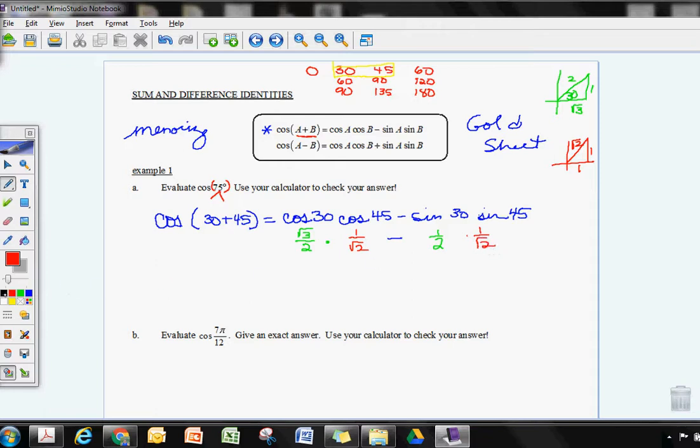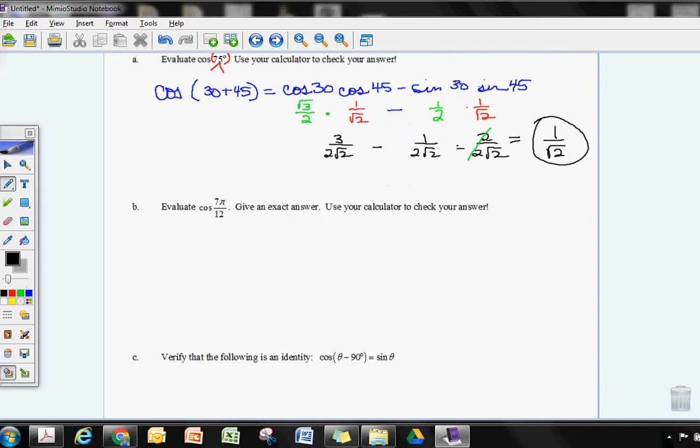So now we got to go back to algebra class from first semester. This becomes root 3 over 2 root 2. Subtract 1 over 2 root 2. And that's going to give me 2 over 2 root 2. And I wish I was done, but can you see that these reduce? And my final answer is going to be 1 over root 2. So that's basically sum and difference identities, kind of how they work, what we're going to do.